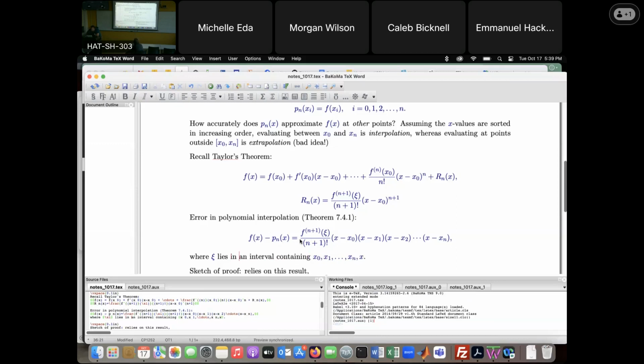So the error in the interpolating polynomial at first looks just like the Taylor remainder. The only difference is here we again have a product of n plus 1 linear factors, both here and here. It's just that in the case of Taylor's theorem, all those linear factors have the same center, which is x naught, the center of your Taylor expansion. Whereas in this case, the centers are your n plus 1 interpolation points. So you have x minus x naught, x minus x1, x minus x2, and so on.